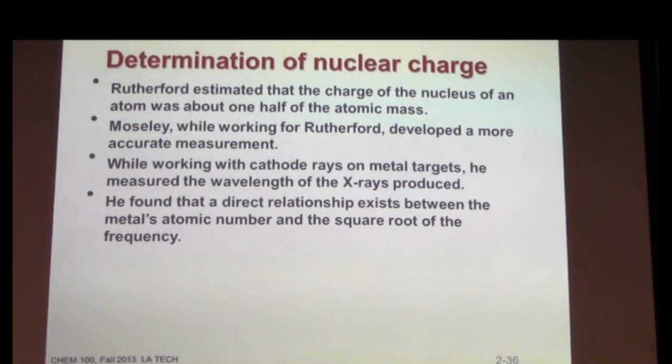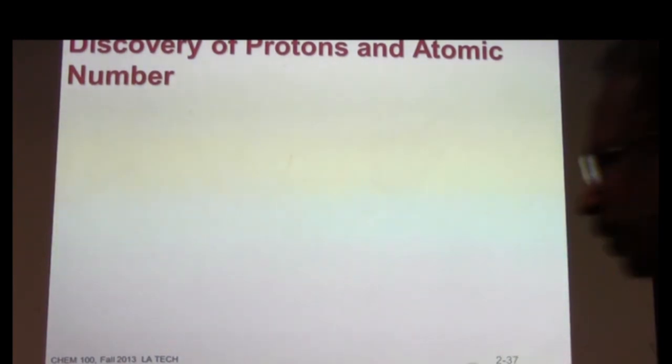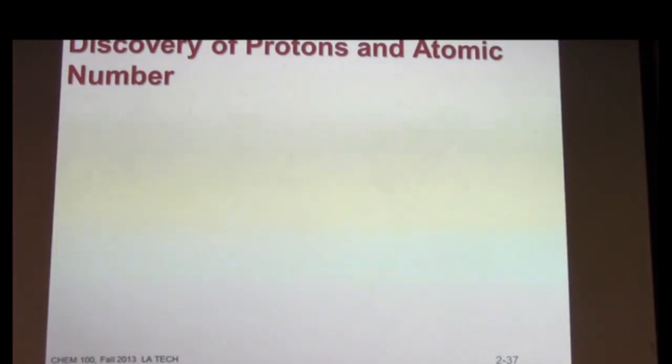Now, I'm not going to talk about this too much. Then Rutherford's student found out the atomic number, so he was credited with the discovery of the proton. Atomic number is the number of protons. Then Chadwick found the neutron. Chadwick is the one who discovered the neutron. Therefore, we have the electron, proton, and neutron.